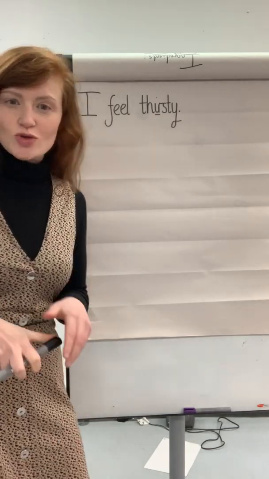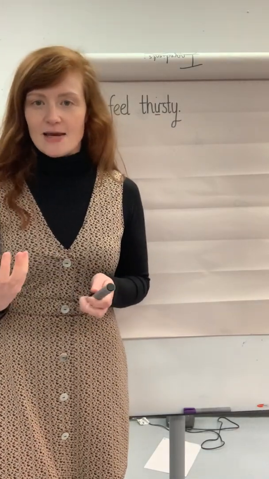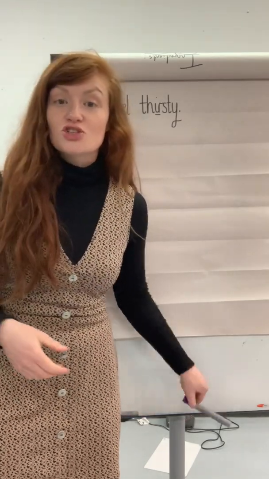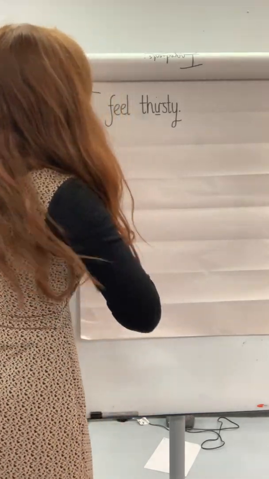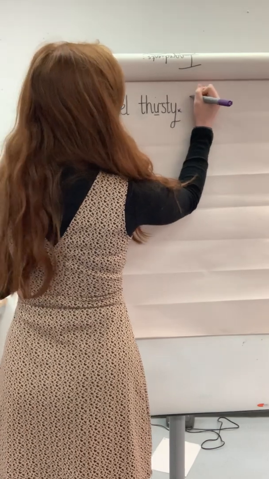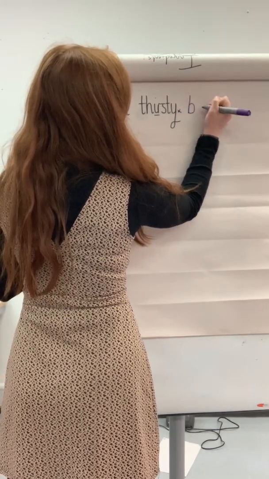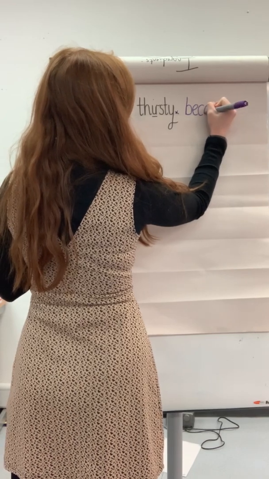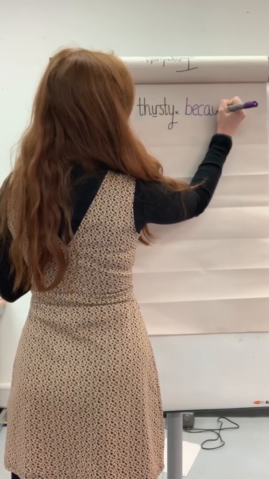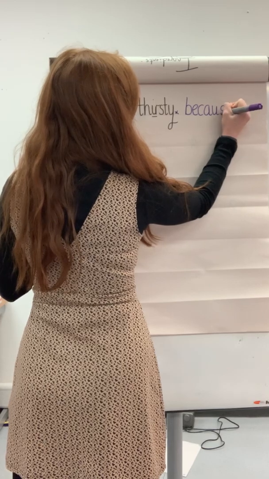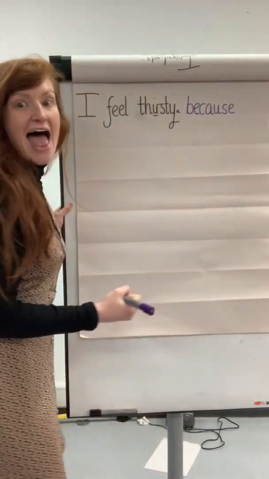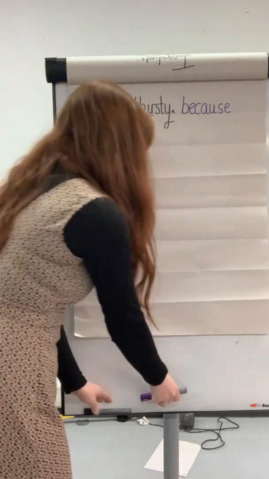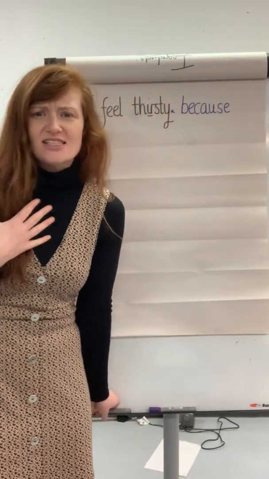So quite a short sentence today, but we're going to extend it to make it even longer. So why do I feel thirsty? We're going to use the conjunction because. So I'm going to get rid of that full stop. I'm going to think about because. So big, B, elephants, E, can't, C, always, A, use, U, small, S, exit, F. I feel thirsty because, and I've got to think of a reason. Why might I feel thirsty?